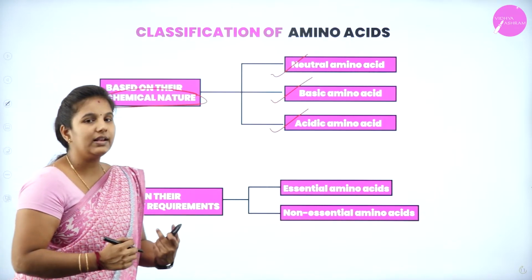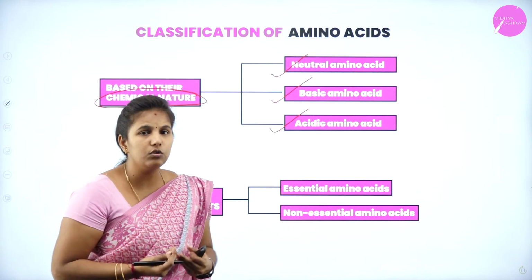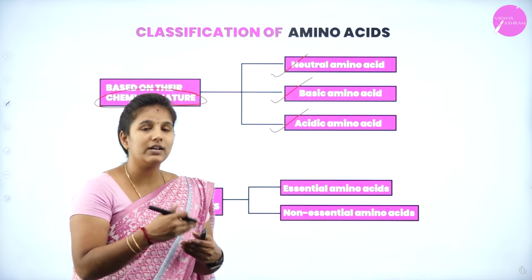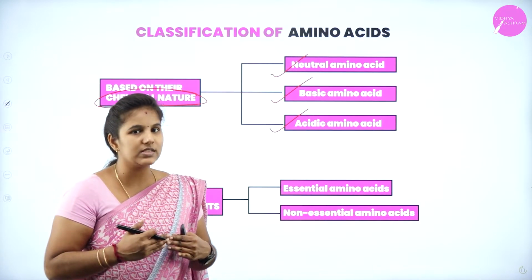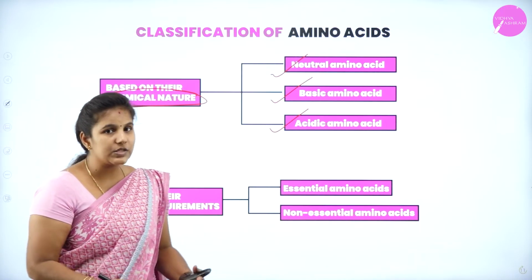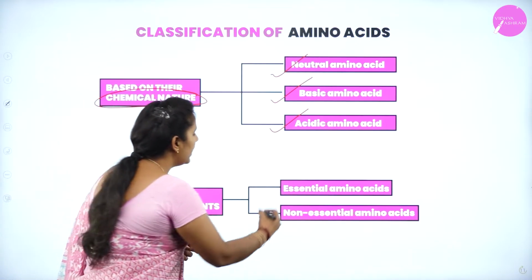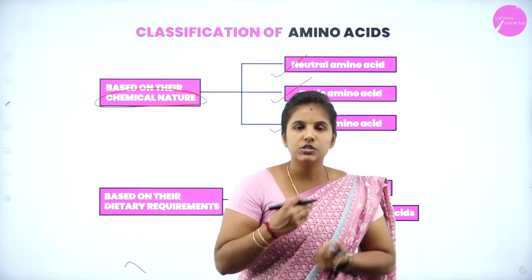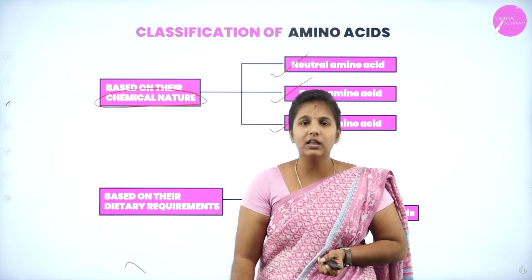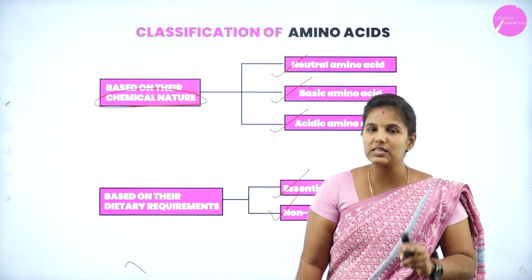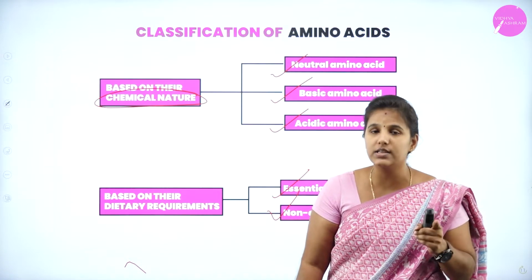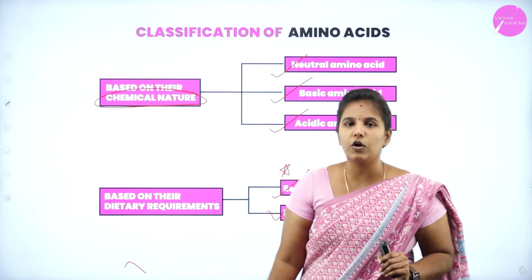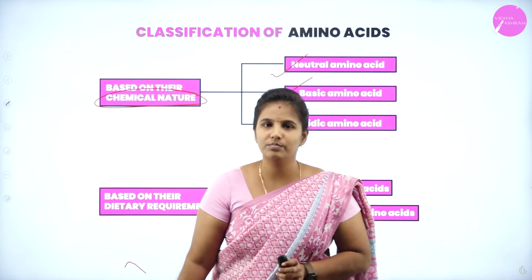Again, we can classify the amino acids into 2 types based upon the dietary requirement, that is, in what amount the body needs this amino acid. Based on this, we can classify the amino acids into essential amino acid and non-essential amino acid. This classification of amino acids is very important from the examination point of view.